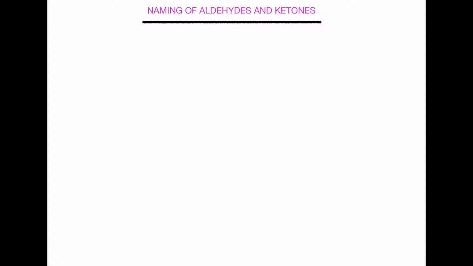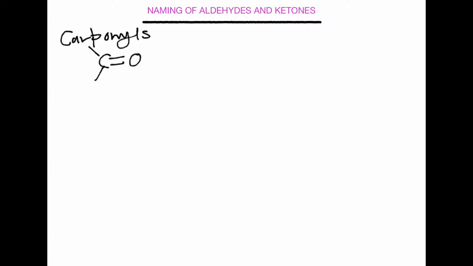In today's video, we're going to be talking about naming of aldehydes and ketones. Now, we know that the functional groups aldehydes and ketones are described as carbonyls. This is a combination of aldehydes and ketones, and they are signified with a functional group having a carbon doubly bonded to the oxygen atom. That is the functional group known as carbonyls.